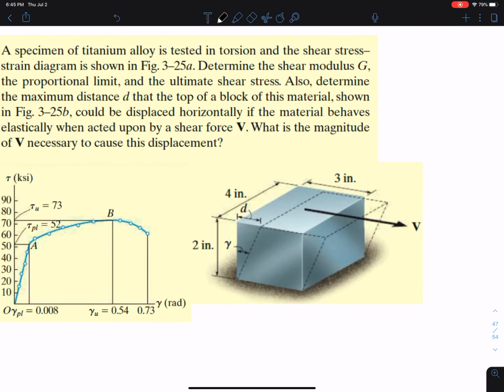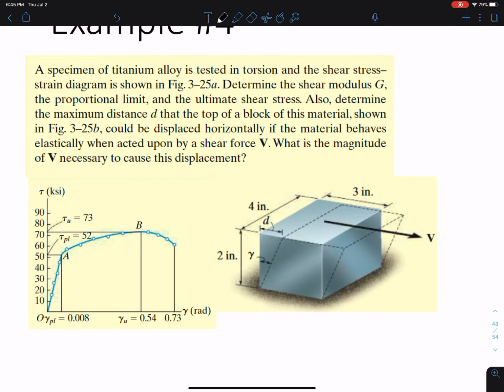So here we have a titanium alloy, and we're testing it in torsion because now we want to induce this shear stress. This is the response, the shear stress versus that gamma, the radian or degree that we're rotating the element through. We want to determine G, the proportional limit, and the ultimate shear stress, and determine the maximum distance at the top of the block that the material can be displaced if it behaves elastically. So what's the maximum it can move if it wants to stay in the elastic region? There's a lot of things going on here.